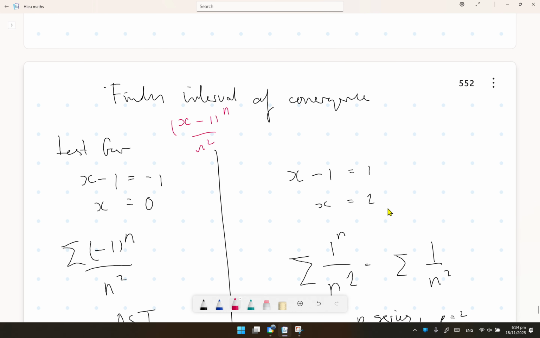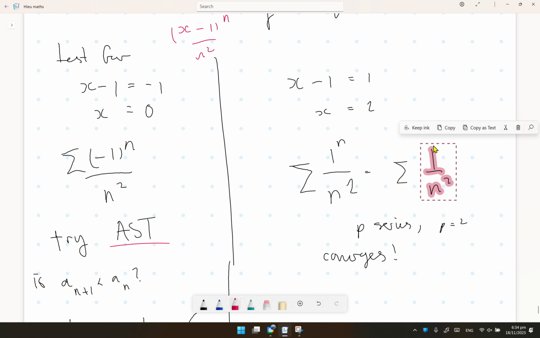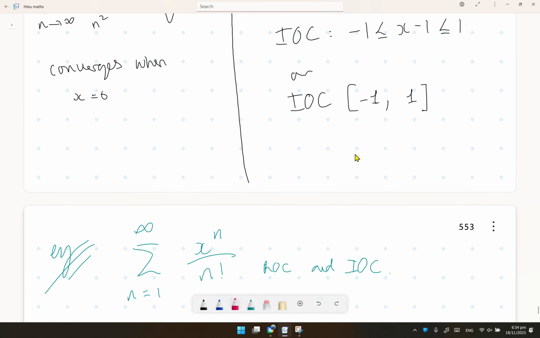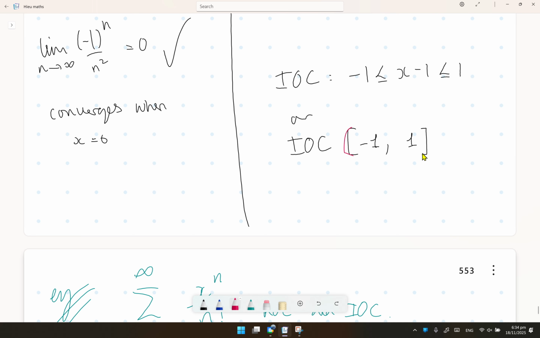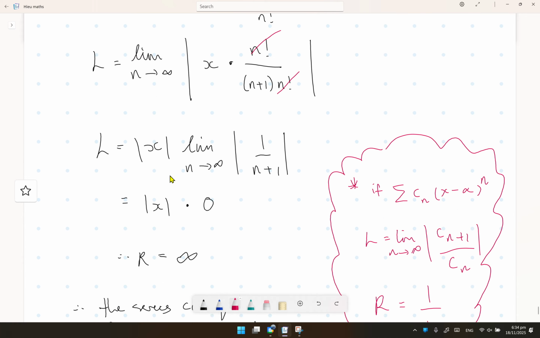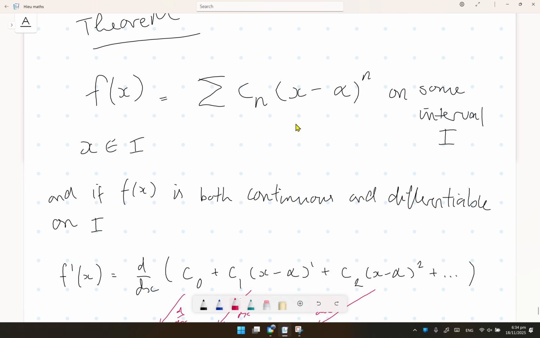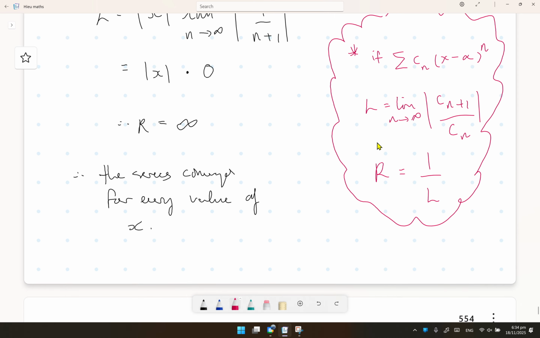And then here, when x is equal to 2, you have 2 minus 1, which is again 1, but 1 over n squared this time. Again, remember the integral test, the p-series kind of thing. This is convergent. So it's inclusive of both sides, then we do square brackets for both. That's the kind of idea. This is the same thing, you do all those kinds of things.